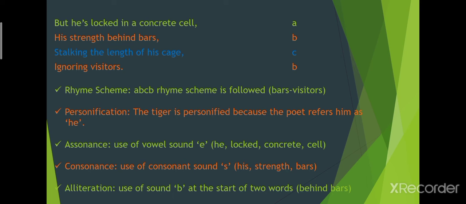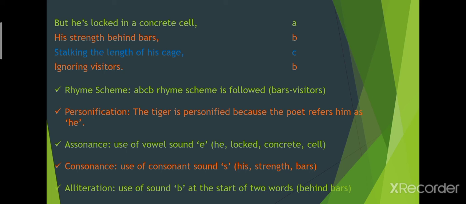Same concept: they should be next to each other or they can be separated by one or two words. They should be near to each other, but the sound should be a consonant sound. They should be in the same line. Then it is called consonance. So in this stanza, the poet had used the consonant sound S. If you observe, it is in the second line. His strength bars. Only his strength, these two are next to each other. Bars was separated from strength with a one word gap. So this follows the consonance technique.